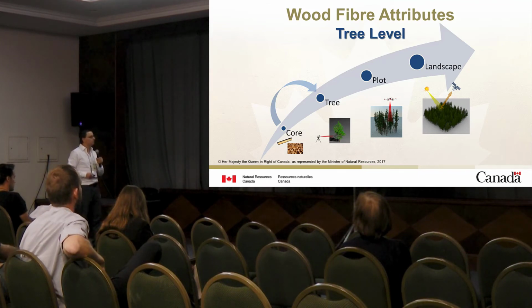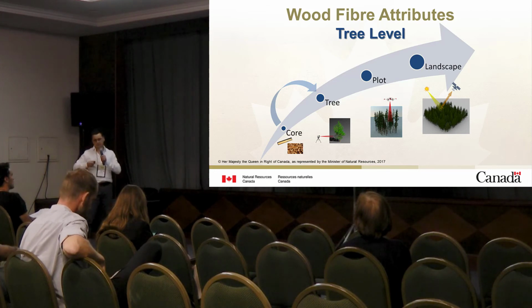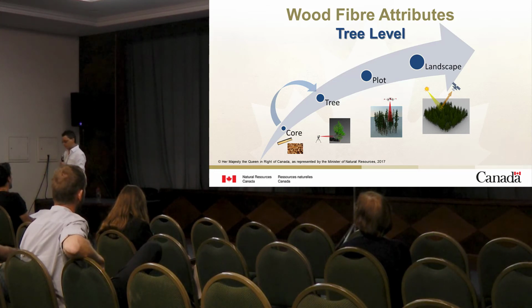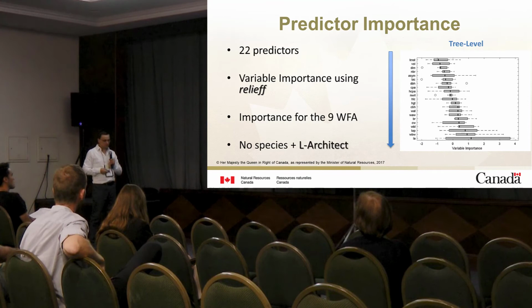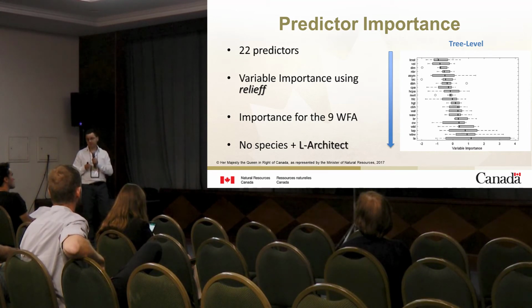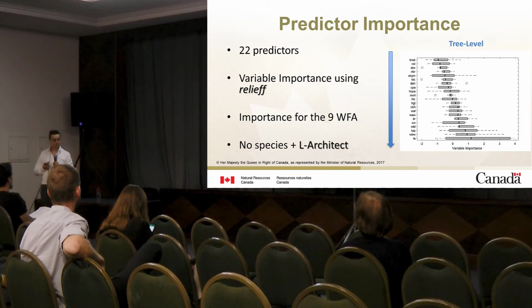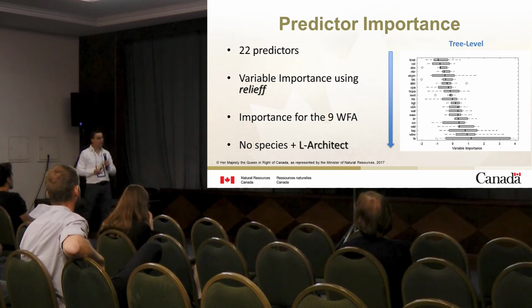So we wanted to use the architectural model to link core attributes with tree structure, using this fine scale structural information to improve the architecture that we have built before. At the tree level, we just focus on the structural attributes. We know that species is the main factor. We know that environmental data drive some of the wood fiber attributes, but here we really focus on the structural variables to see if it's good to have this kind of information.